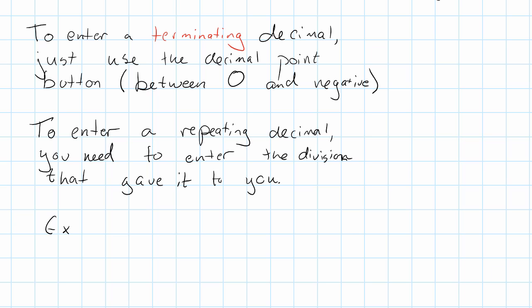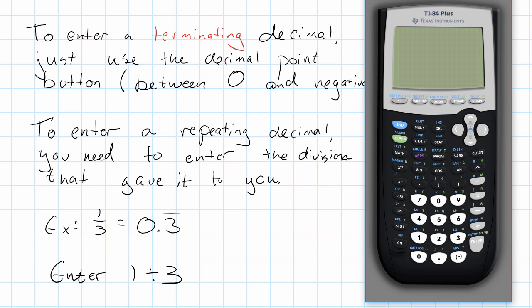So for example, 1/3 is 0.3 repeating. On the calculator, enter 1 divided by 3. And we enter 1 divided by 3, and we really get 0.3 repeating. The calculator is storing more 3's than it shows us.